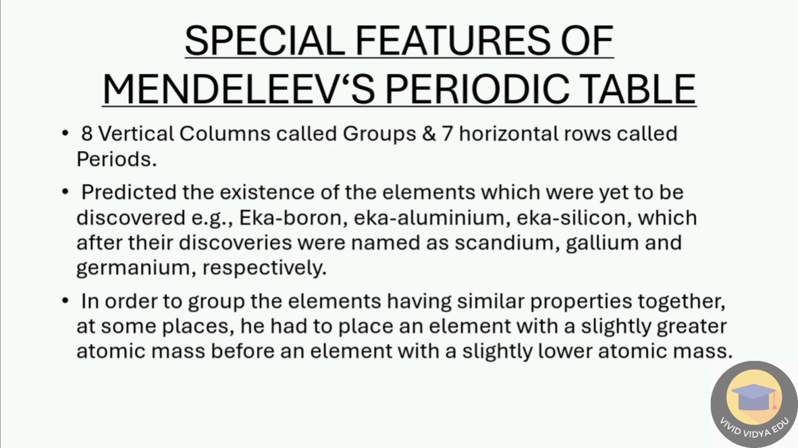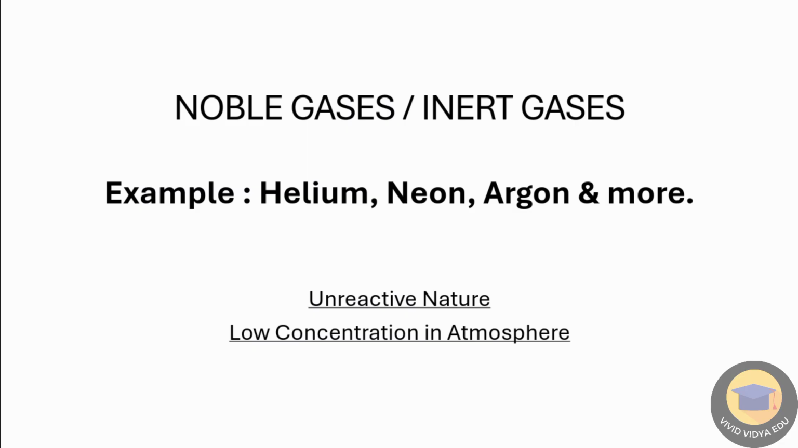Another achievement of Mendeleev's periodic table was regarding inert gases, or you can say noble gases. Examples of inert or noble gases are helium, neon, krypton, and more. Inert gases were discovered very late because of their unreactive nature and low concentration in the atmosphere. But when they were discovered, they could be placed in Mendeleev's periodic table in a separate group without disturbing other elements. So it was a great achievement.